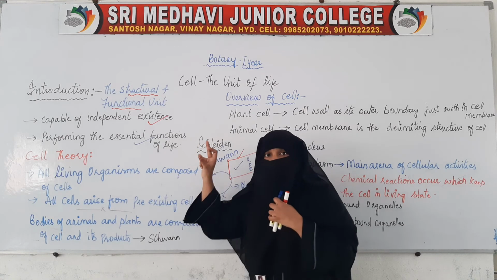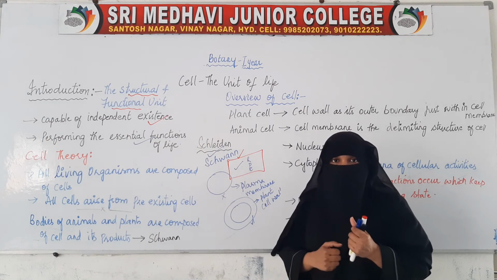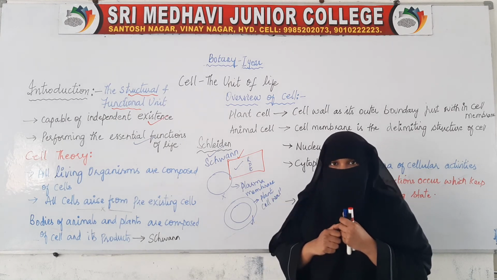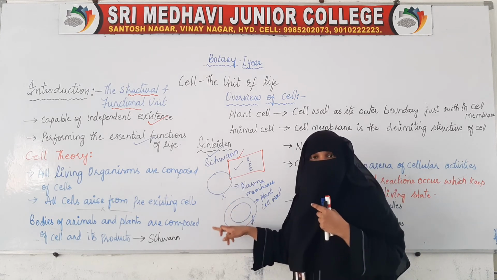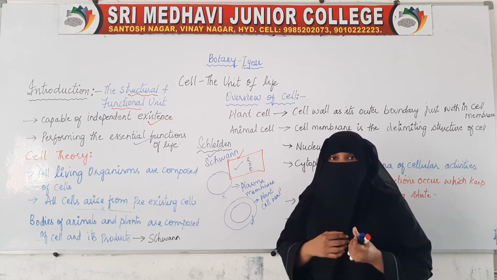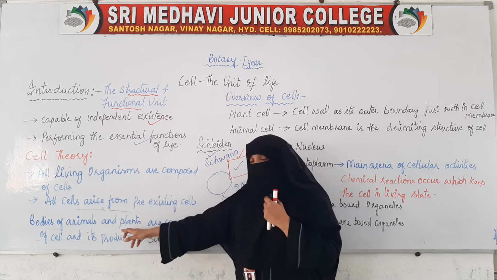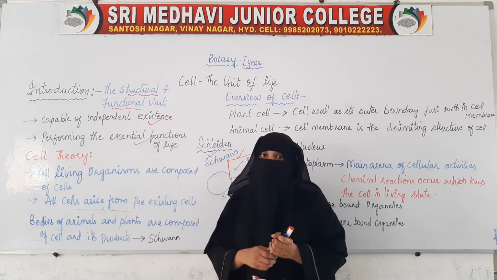Later on, another scientist, Schwann, said that animals are also made up of living organisms, and the cells are covered by a cell membrane, and in plants, apart from the cell membrane, a cell wall is also present, outside of the cell membrane. So he came to the conclusion that bodies of plants and animals are composed of cells and its products.